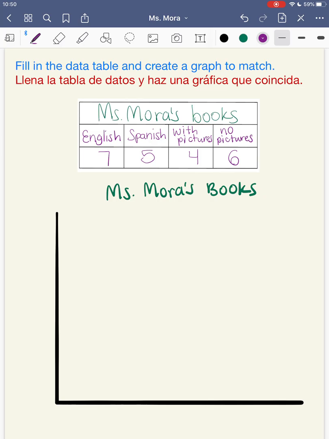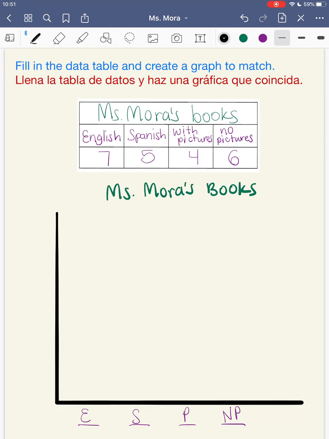Alrighty. And then I have my categories. So I have English. I'm going to put an E for English. An S for Spanish. I'm going to put a P for pictures. And P for no pictures. Alrighty. And then my picture graph is just made up of X's.